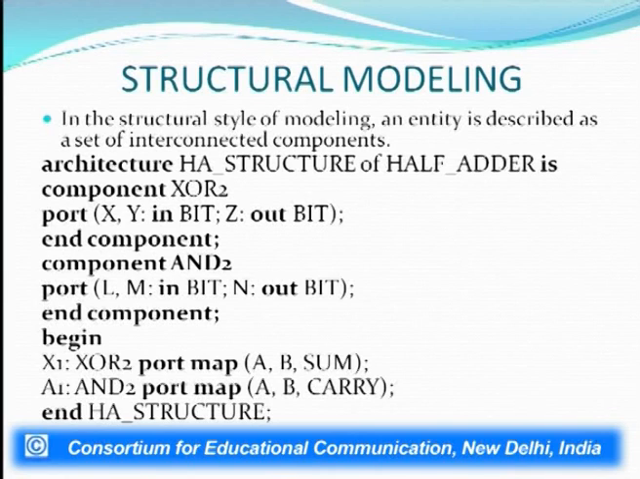So, now again for AND gate I have declared A1 which is an instance of AND2 and mapped the ports by using the keyword port map with A, B and carry. That means A becomes L, B becomes M and carry becomes N. So, I am going to be getting carry equal to A and B, similarly sum equal to A XOR B. And finally, I end my architecture by saying end HA underscore structure.